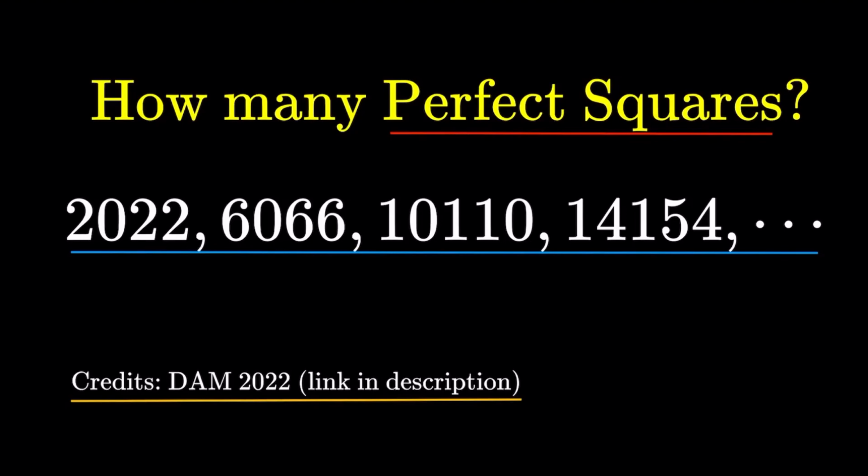Here's an item on number theory. In the number sequence below, how many perfect squares are there? 2022, 6066, 10110, 14154, and so on. Now this item came from the DAM 2022, an examination that Dumplet has hosted. The link to the PDF file will be in the description.